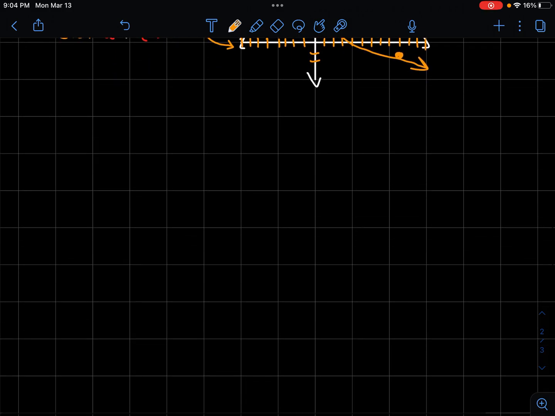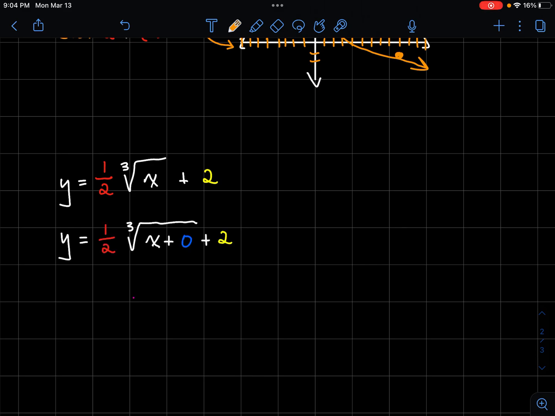I got one more example for you. What about 1/2 times the cube root of x, plus 2? Here you may notice that there's not a number underneath the cube root with this. So another way that you could think of this is, what if you just add a 0 into there? 1/2 times the cube root of x plus 0, plus 2. This will help us find that inflection point. So the inflection point will be 0 comma 2.